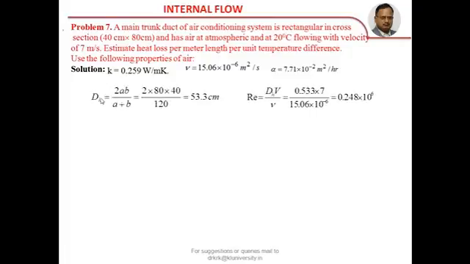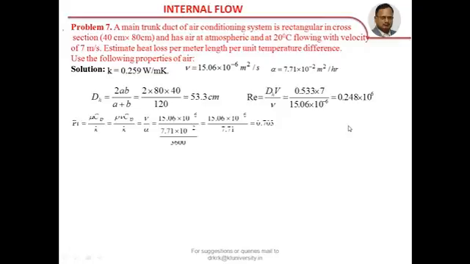Now let us see a non-circular cross-sectional pipe, a duct. Air conditioning system duct of 40 by 80 centimeters square area through which air is flowing at 20 degrees centigrade with a velocity of 7 meters per second. You have to estimate the heat loss per meter length.